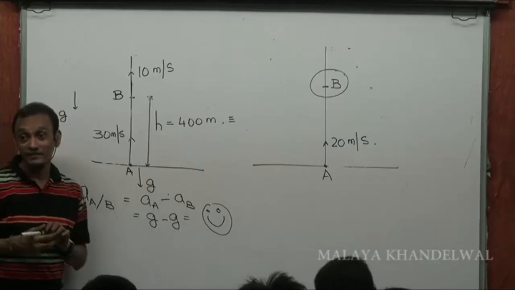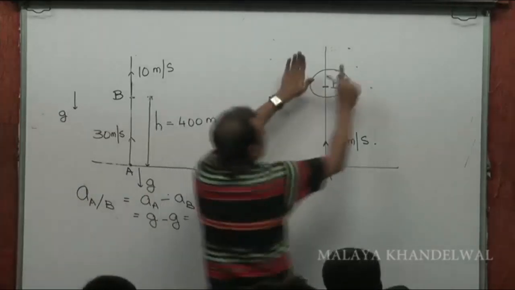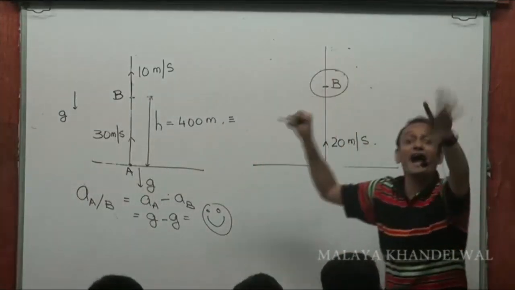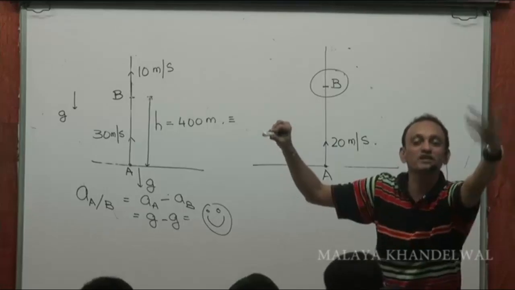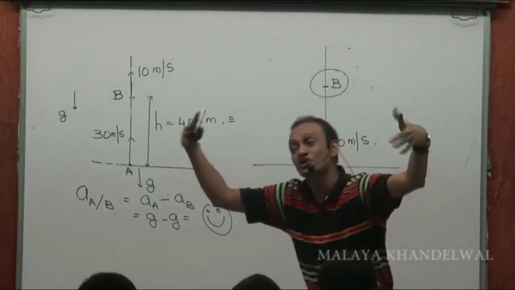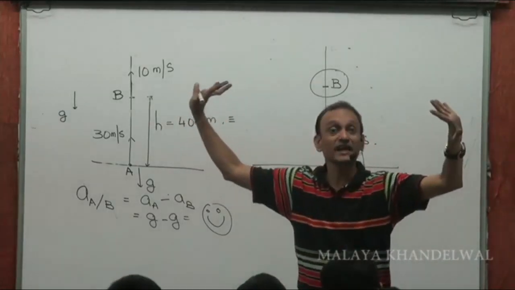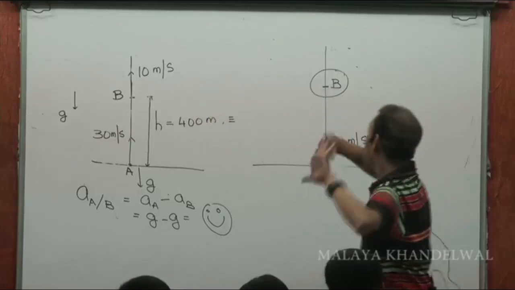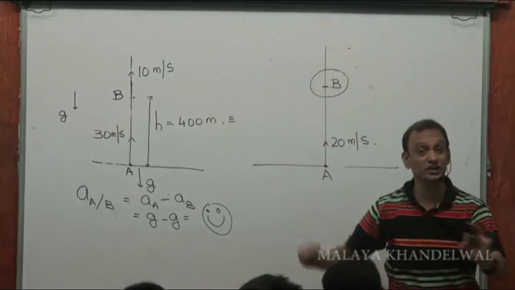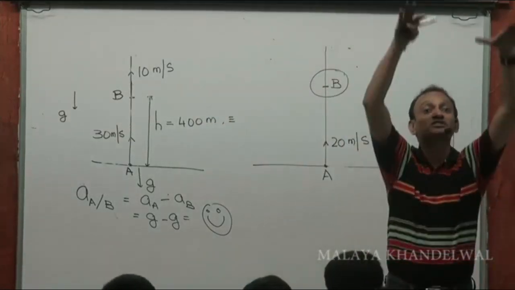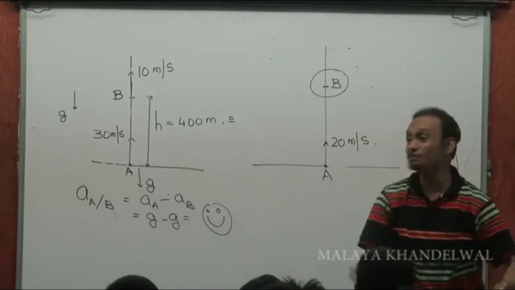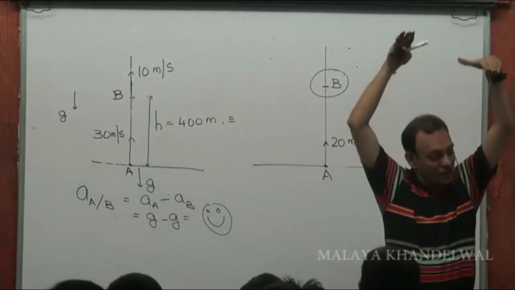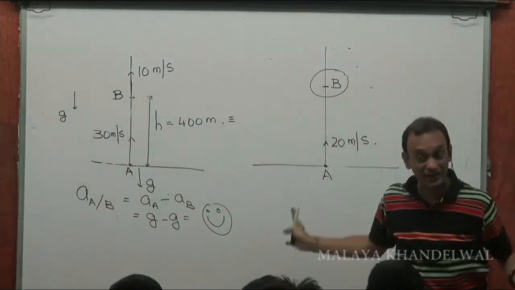Right? That means, if B is looked upon as an observer, A has no acceleration. Yes or no? Right? That means if A has no acceleration, A must be moving with a constant velocity in this equivalent situation.